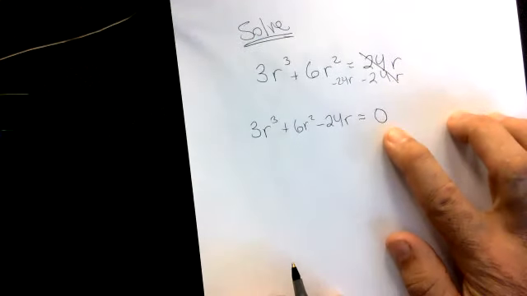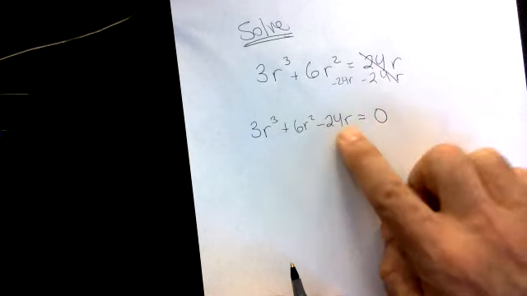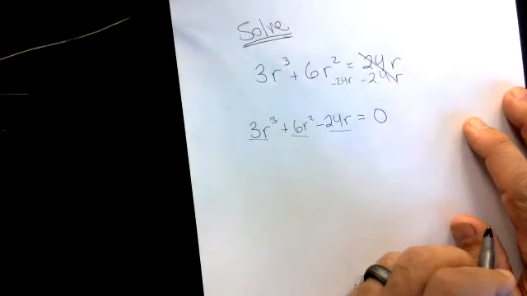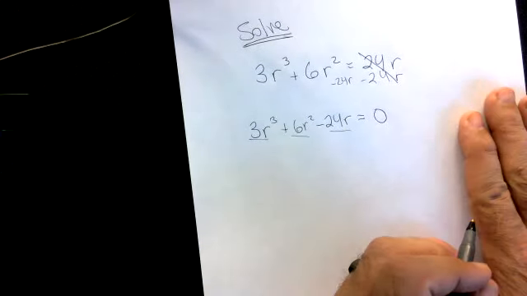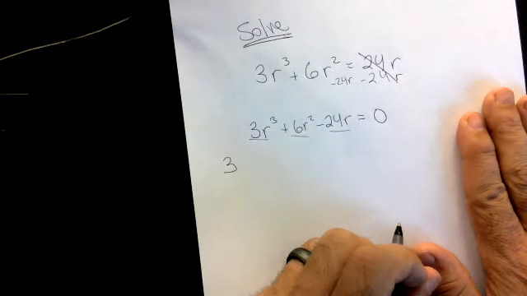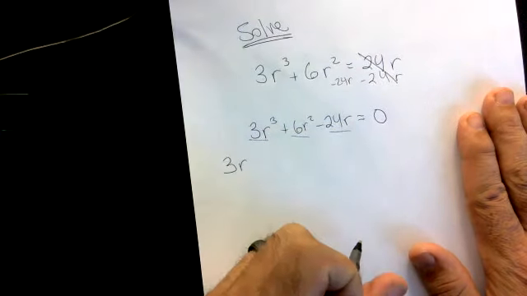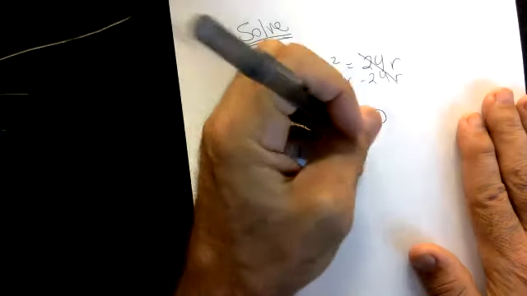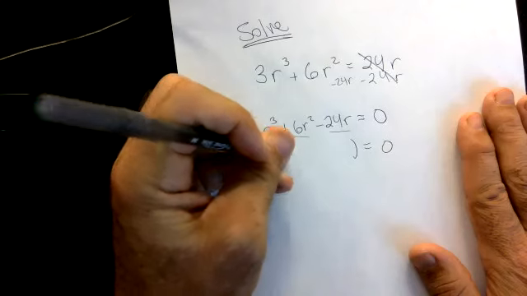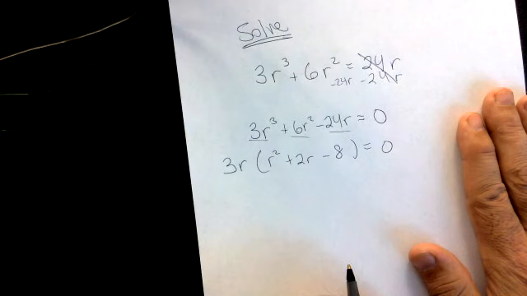And again, factoring now. So step one, set it equal to 0. Step two is factor. If I'm going to factor this, I want to look for a greatest common factor first. Is there something I can divide out of all of those? Yep, 3 and 6 and 24 are all divisible by 3. And they're all divisible by r. So if I divide that 3r out, I get r squared plus 2r minus 8.